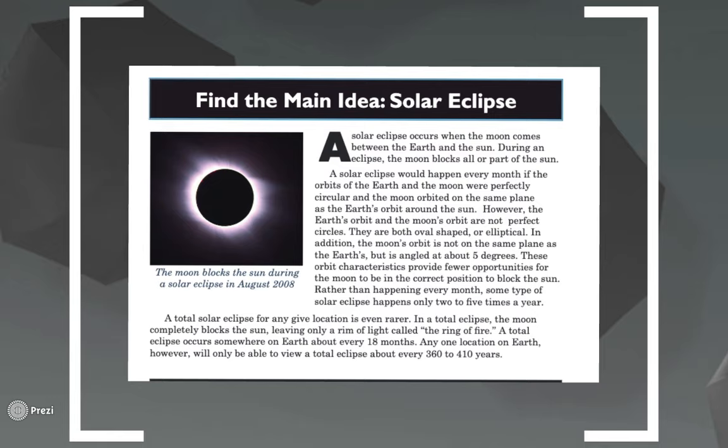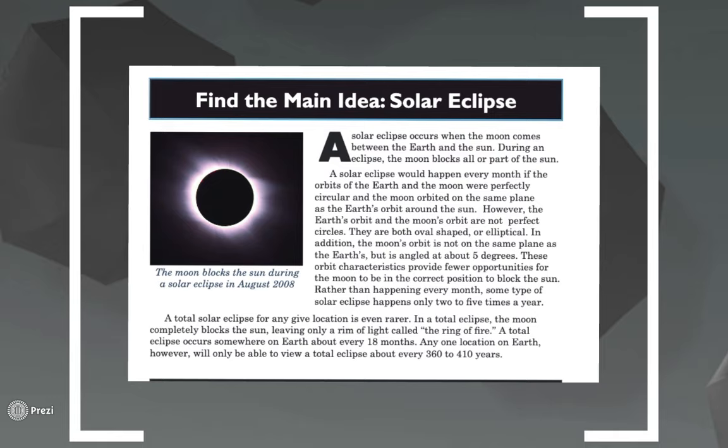We also have a picture, which does allow us, if we don't know what a solar eclipse is, to visualize it. So the visual aid helps us. And then the caption also gives us the definition. The moon blocks the sun during a solar eclipse in August 2008. So we can infer from the caption that a solar eclipse is when the moon blocks the sun. So we gain some important information here in the reading of that caption. We can understand now what a solar eclipse is if we didn't know ahead of time.